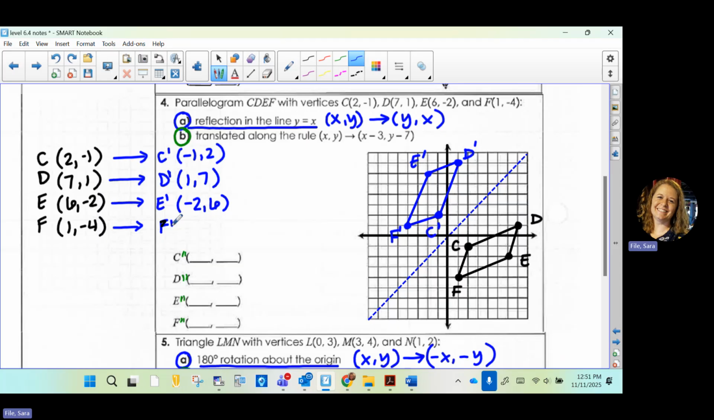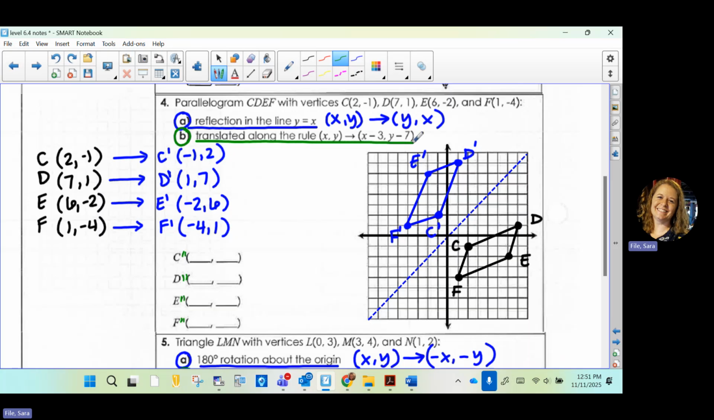And F prime switches to -4, 1, which you could check, these all meet those points. So graphically I did it, algebraically I did it using the rule. Now I have to do part 2, which is to translate, okay?